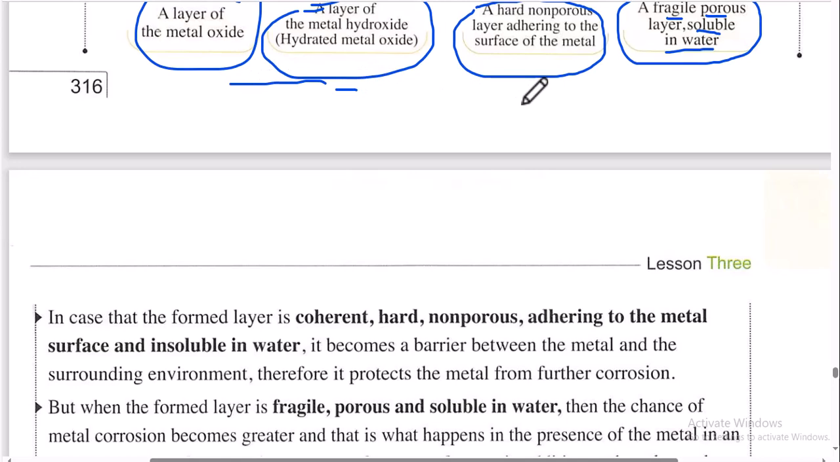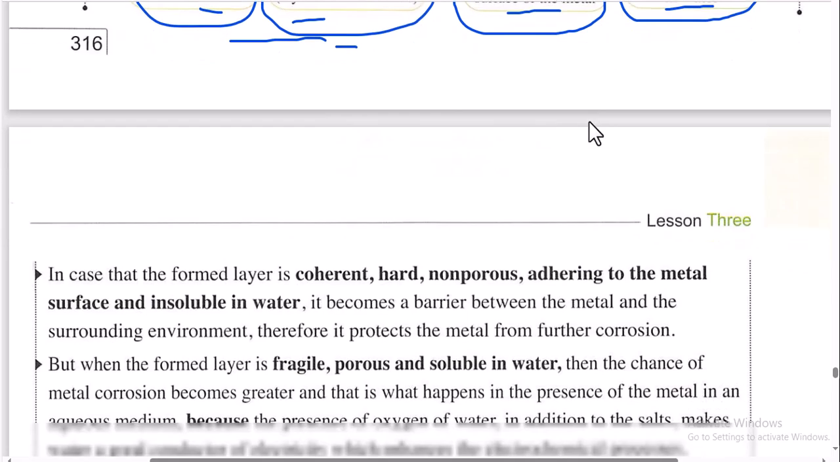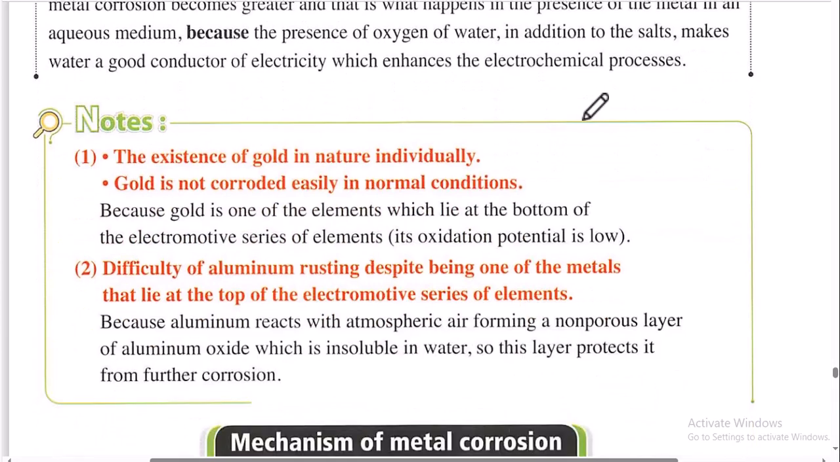This metal turns into a layer upon its surface. This layer can be oxide or hydroxide. It may be a non-porous hard layer, not dissolving in water, or it may be a fragile, porous layer, soluble in water. So the active metals will corrode faster, and the less active metals will not corrode.